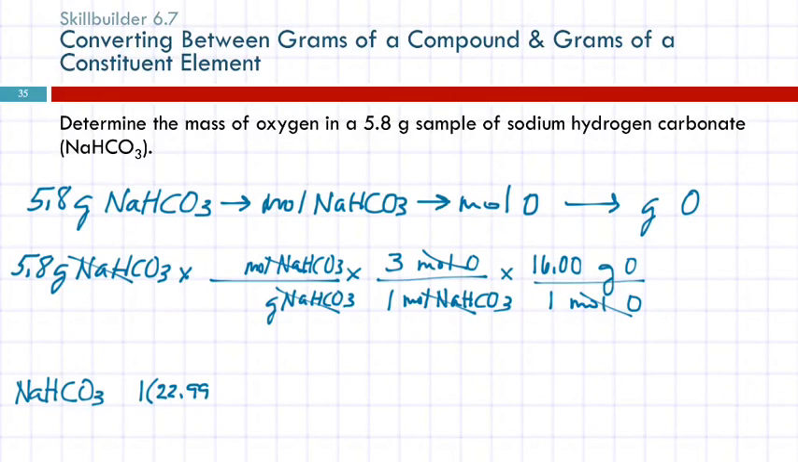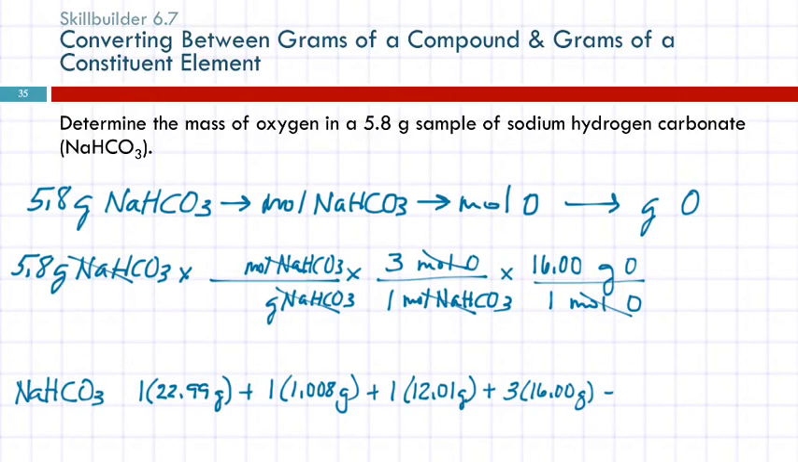1 mole of sodium is 22.99 grams. I have 1 mole of hydrogen, 1.008 grams. I have 1 mole of carbon, 12.01 grams. You'd look those numbers up on the periodic table. And 3 moles of oxygen, 16.00 grams. 22.99 plus 1.008 plus 12.01 plus 3 times 16 equals.